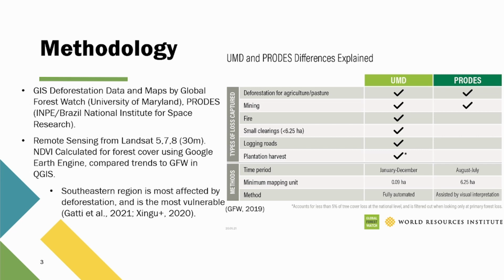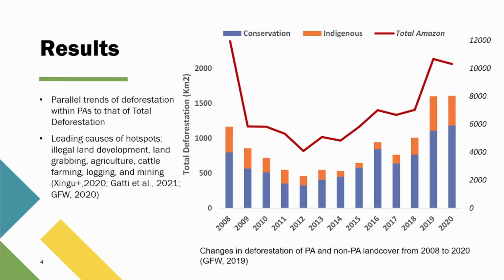This study focused on the southeastern region of the Amazon because of the amount of deforestation occurring as well as its proximity to protected areas. Results showed parallel trends of deforestation within protected areas of the Amazon to that of the total deforestation within the Amazon. This graph illustrates deforestation of protected areas and non-protected areas between 2008 and 2020.